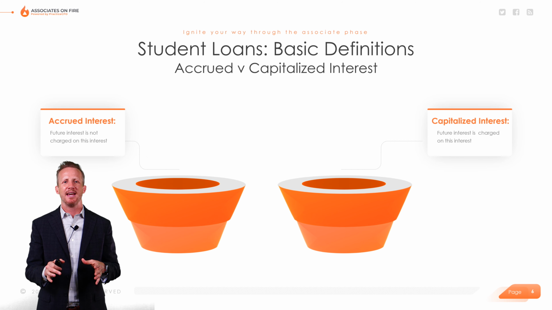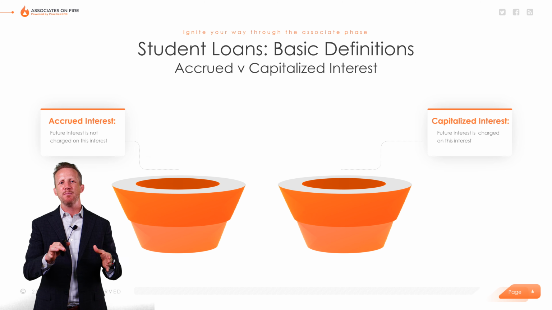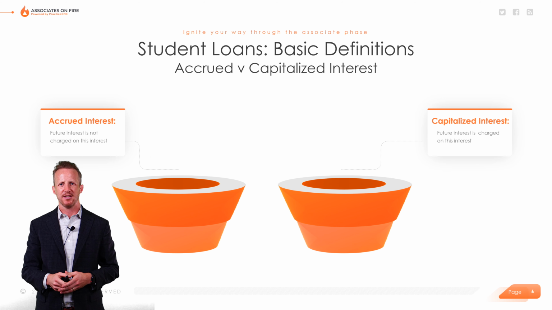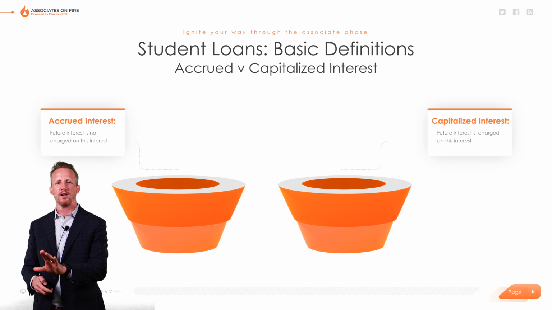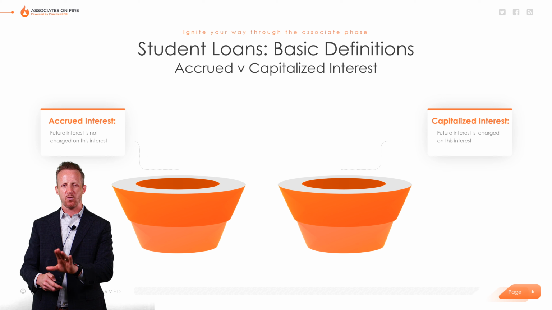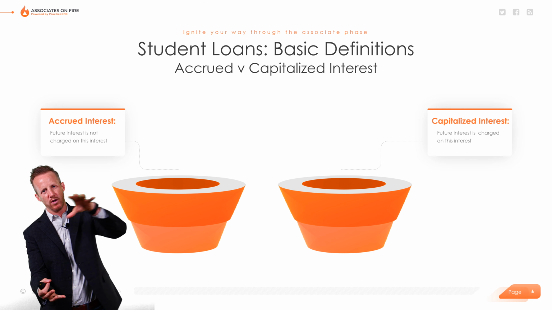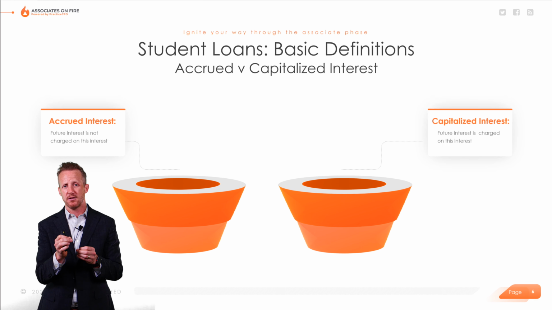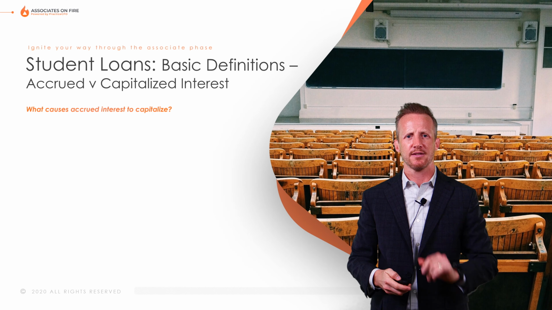But there are certain things that will take bucket number one and empty it, or a portion of it, into bucket number two. And now it becomes capitalized interest. And future interest is charged on that interest. What events cause bucket number one to pour into bucket number two? And remember, it's not like all of bucket number one pours in there. It's just the portion of the interest that goes into bucket number one that relates to a certain event. And let's look at those events.